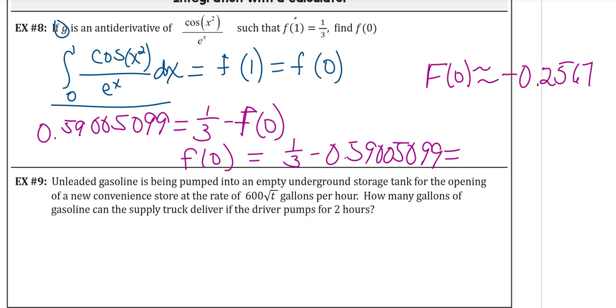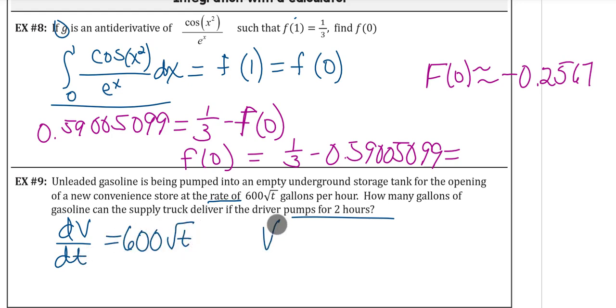Then, the last one, same idea. A new unleaded gasoline is being pumped into an empty underground storage tank for the opening of a new convenience store at a rate, so that's our derivative, of 600 square root of T gallons per hour. How many gallons of gasoline can supply the delivery truck if the truck pumps for 2 hours? So we know this is our dV dt.